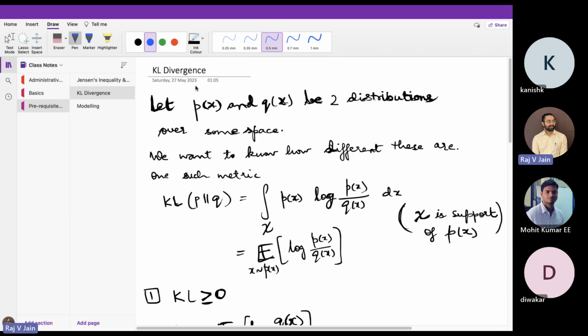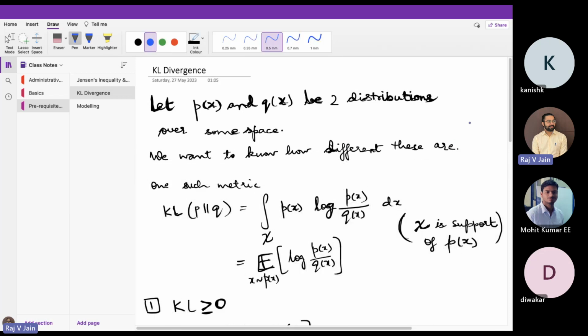Let's say I have a problem statement: I have two distributions, P of x and Q of x, over some space. This x can be anything. It can be a real number, it can be a vector, all of that is fine. It's just that P and Q are two distributions, and we want to quantify in some way how different these two distributions are. And why we want to do that, we'll look at it probably today, or most probably today or next class.